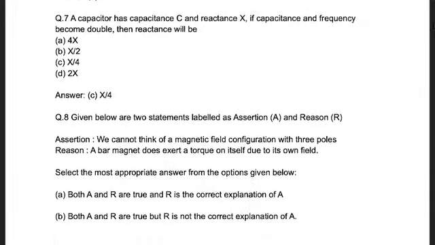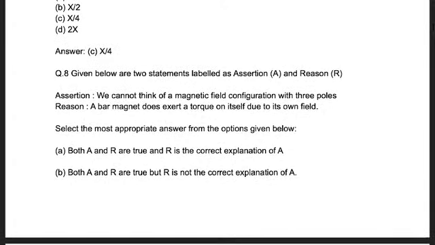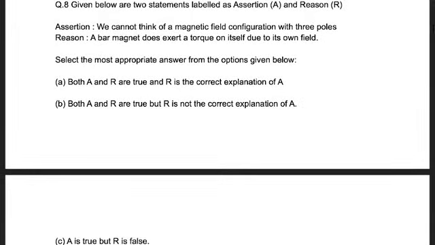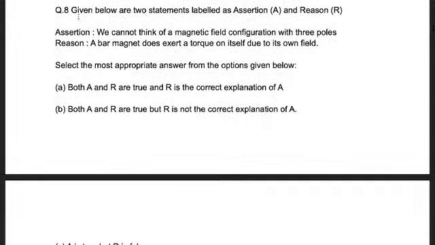Question number 8. Given below are two statements labeled as assertion A and reason R. Assertion: We can't think of a magnetic field configuration with three poles. Reason: A bar magnet does not exert a torque on itself due to its own field. Select the most appropriate answer from the options given below.